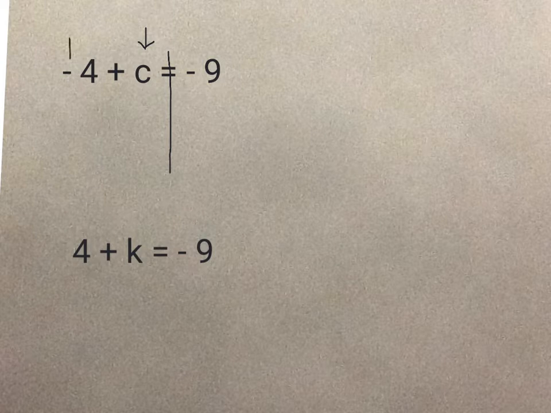Because of this negative sign, that's a subtraction. So the opposite of subtracting 4 is to add 4. To zero out negative 4, we need to add 4. Add 4 to the left, add 4 to the right.